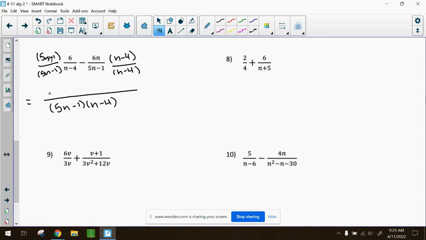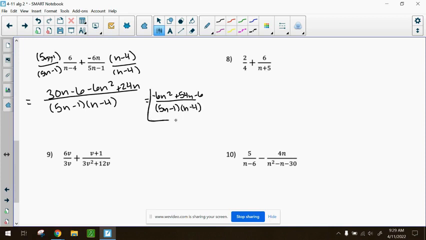Then as we distribute across the top, we get 30n minus 6. Here we have to notice it's a subtraction problem, so I'm going to make this a plus and add the negative directly onto the 6n. So it becomes minus 6n squared plus 24n. We're going to combine like terms across the numerator and make it negative 6n squared plus 54n minus 6, all over 5n minus 1 and n minus 4.